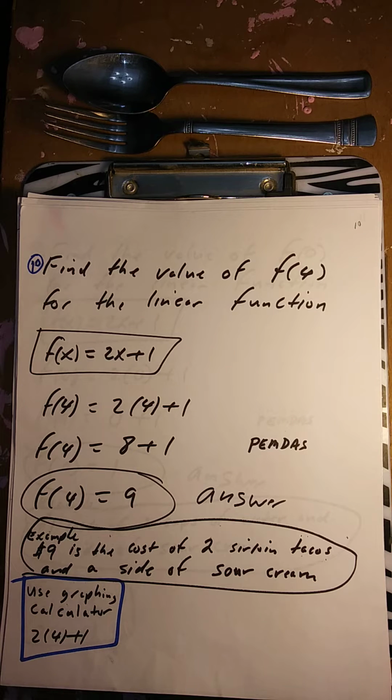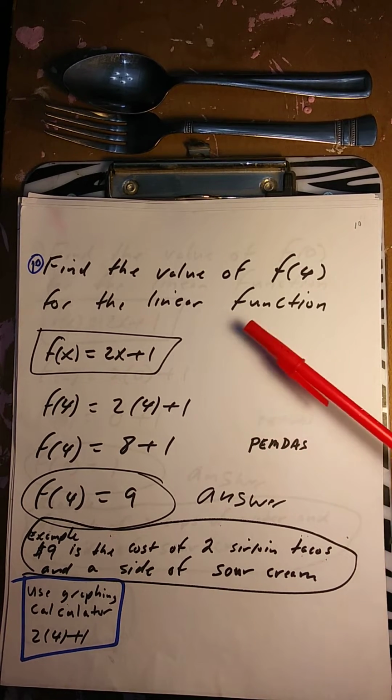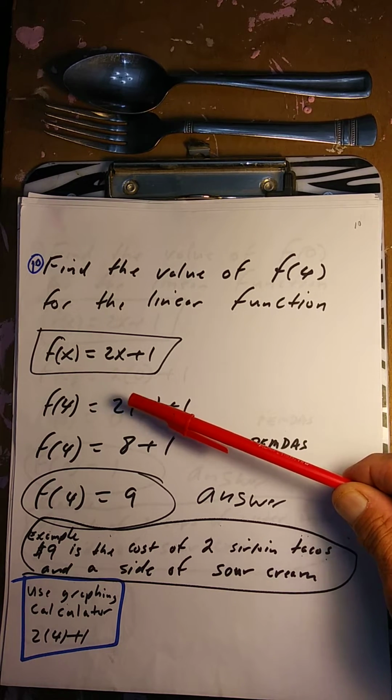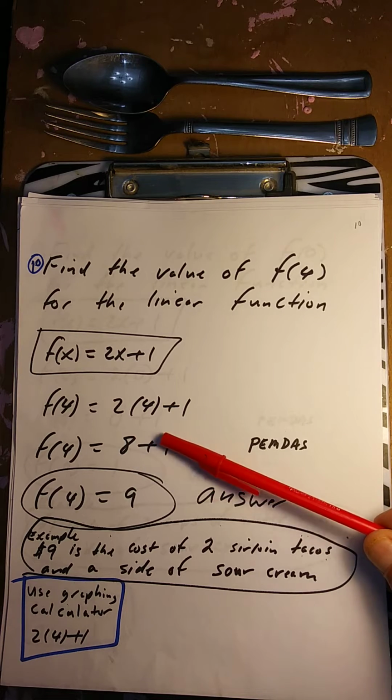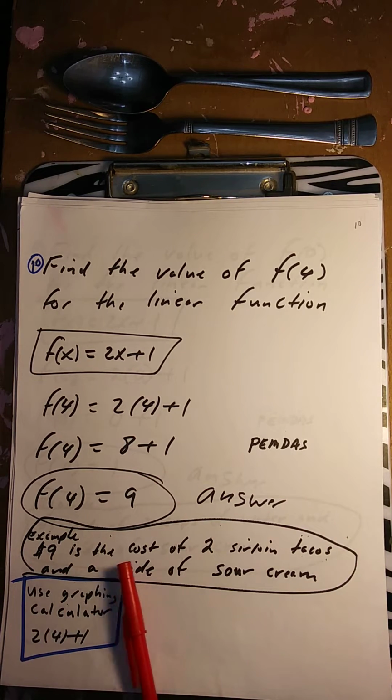Find the value of f of 4, the linear function f of x equals 2x plus 1. So put the 4 in there. 2 times 4 plus 1. You've got to multiply first. 2 times 4 is 8 plus 1 is 9. This example: $9, the cost of 2 sardine tacos and a side of sour cream.